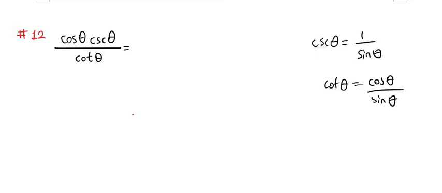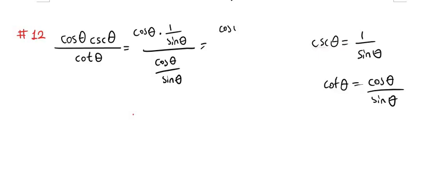So let's rewrite. We have cosine theta multiplied by 1 over sine theta, divided by cosine theta over sine theta. On top, if you multiply cosine theta by 1 over sine, you get cosine theta over sine theta. Multiply top by top, bottom by bottom, over cosine theta over sine theta.